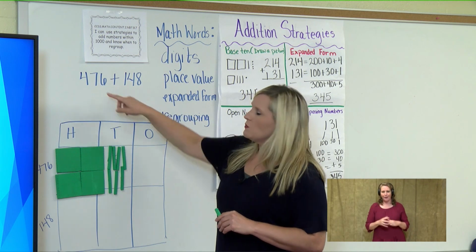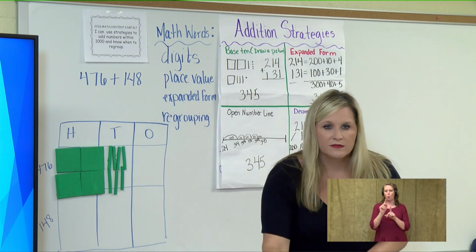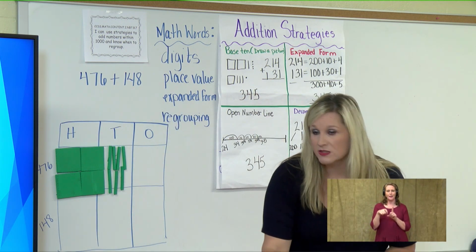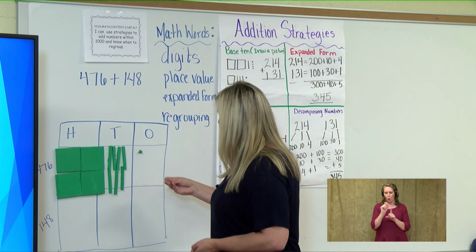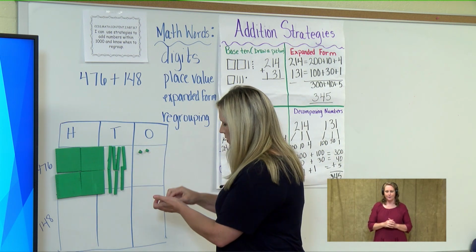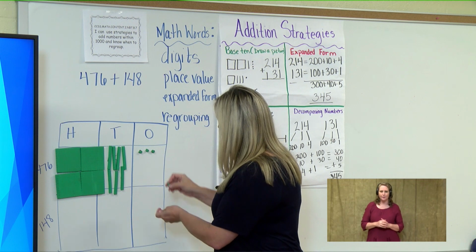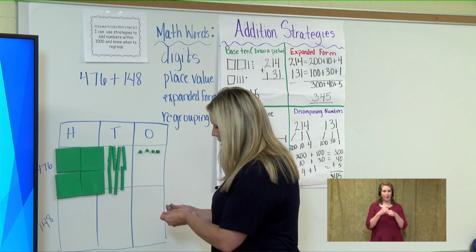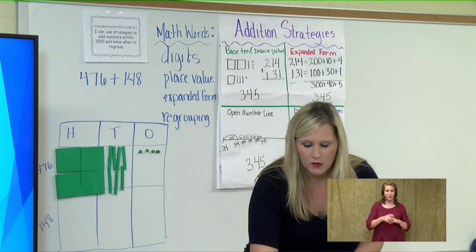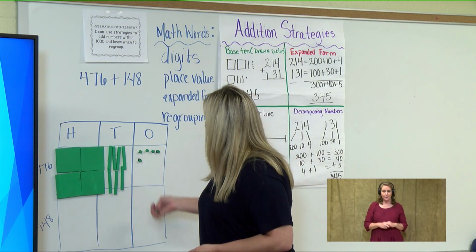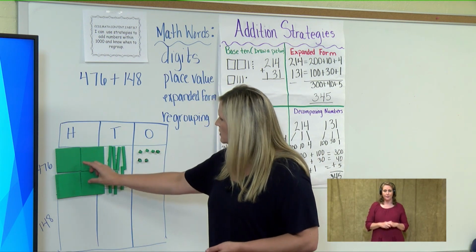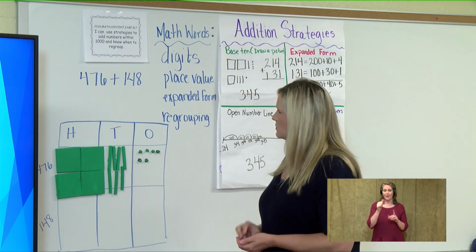All right, and then how many ones do we need? That's right, we need 6 ones. So let's put our ones in our ones place. And now we've built the first number of our problem. All right, so there's 6 ones. So we have 4 hundreds, 7 tens, and 6 ones.